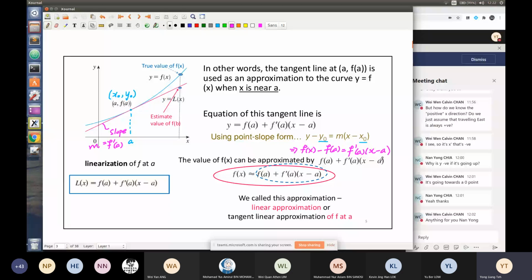So you realize that this is actually just the point slope form of the equation. And then just by isolating your f of x, or your y, you get this. You realize that? Just bring this minus f of a across, so you get f of a plus this thing. Observe that? This y here is actually your f of x.